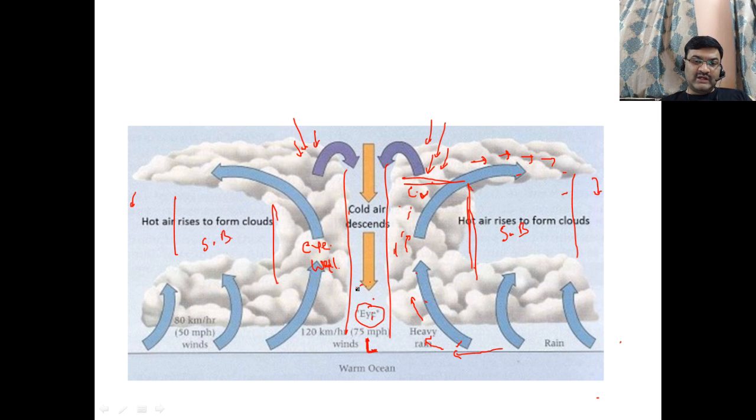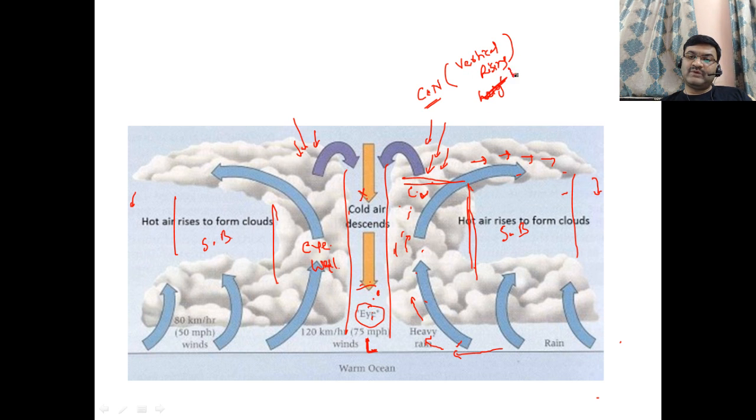And the eye will not have any rainfall. It is a calm condition without any disturbances. There will not be any cloud formation, no rainfall, stable calm weather in the eye. So calm weather in the eye, highest rainfall in the eye wall. The eye wall consists of cumulonimbus clouds. Cumulonimbus cloud, as you might know, is associated with the vertical rising of air, and this is going to cause the highest rainfall.